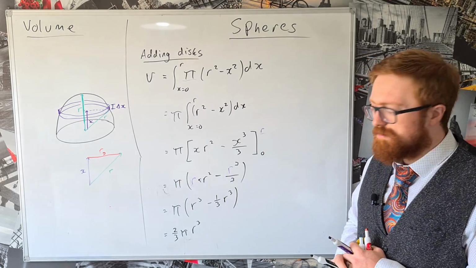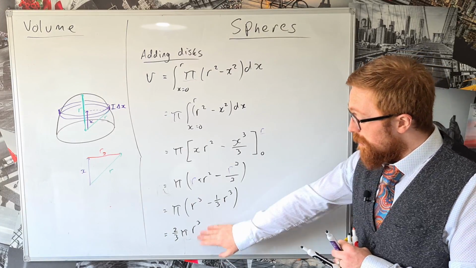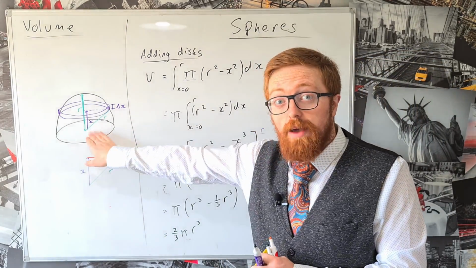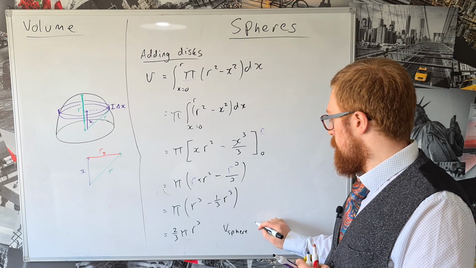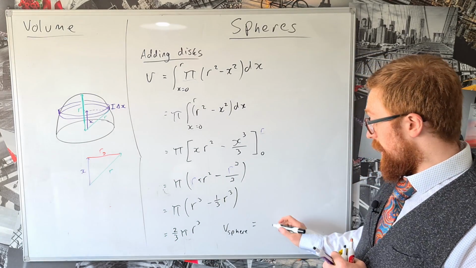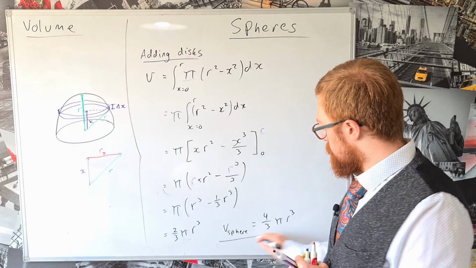Okay, so you might be thinking, well, that's not the volume of a sphere. Where have we gone wrong? Actually, we've not gone wrong anywhere. Remember, this is the volume of a hemisphere. So the volume of a sphere is just double this, and double 2/3 pi r cubed is what we're after, 4/3 pi r cubed.